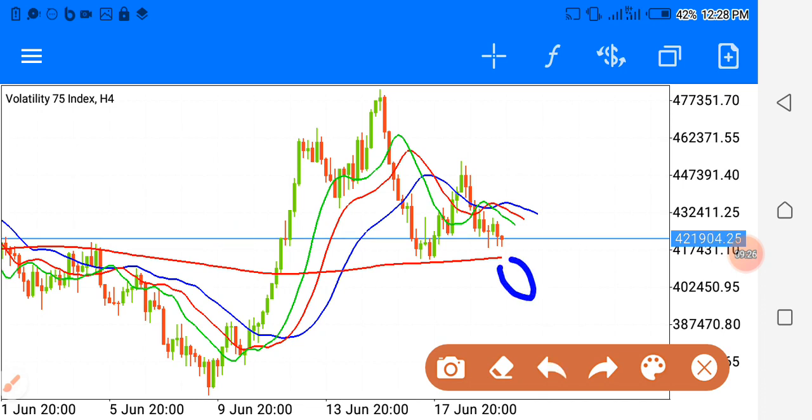I'm not giving you this as a trading tip, this is for educational purposes. I'm just sharing this for educational purposes only. Do your due diligence and you can opt in to your trade.